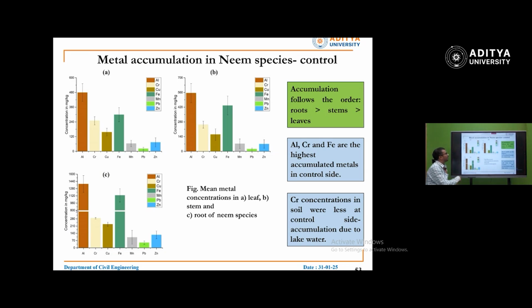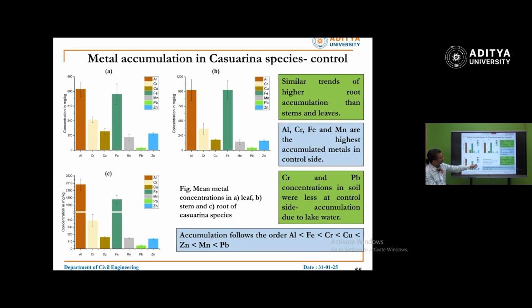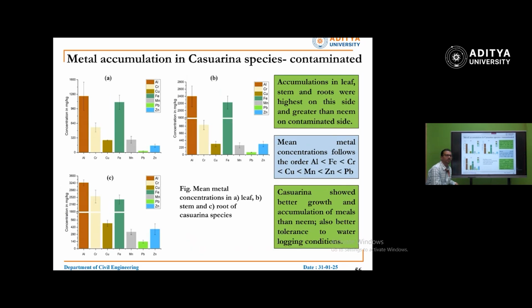So these are the metal accumulations in the respective plant species, and they follow an order: accumulation in the root is always higher than in the stem, and stem concentrations are higher than in the leaves. Mostly in the contaminated region, the plants were able to absorb more heavy metals compared to the control set. These are comparison graphs between the two species. Both species performed exceptionally well and accumulated a good amount of metals.